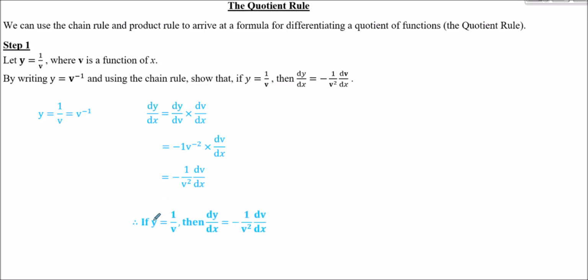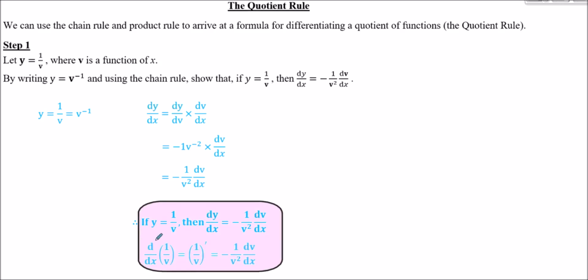So therefore we've shown if y is 1 over v, then dy by dx is minus 1 over v squared multiplied by whatever the dv over dx is. So just cling on to that, make a note somewhere. Hope that's convinced you that if I just set y to be v to the minus 1, then the derivative of that is minus 1 over v squared dv by dx. We're going to use this result later in our proof.